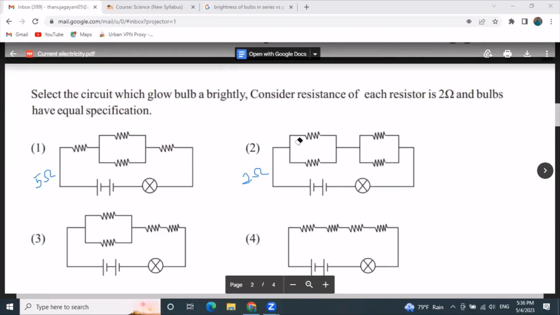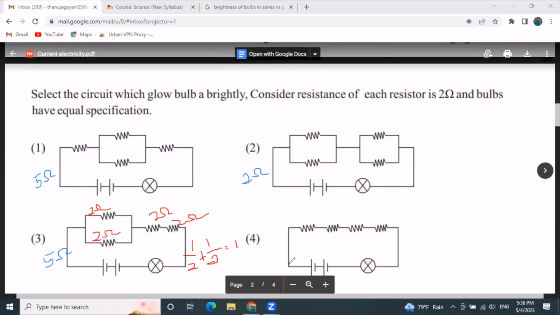Let's find the value of the third circuit. 2 ohm and 2 ohm, and here 2 ohm, 2 ohm. Then here 2 plus 2 means 1 over 2 plus 1 over 2 because it is the parallel combination method. Accordingly, the answer is 1. 1 plus 2 is 3, 3 plus 2 means 5. Here also the resistance of this circuit is 5 ohm.